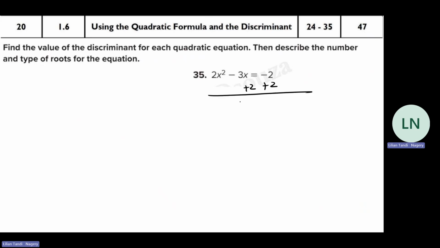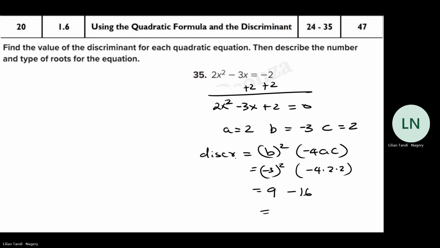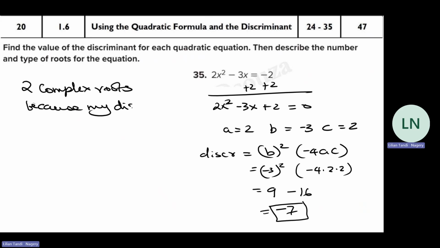Add 2 on both sides. 2x squared minus 3x plus 2 equals 0. A is 2, B is negative 3, C is 2. Discriminant B squared minus 4AC, negative 3 squared equals 9. Negative 4 times 2 times 2 is minus 16. 9 minus 16, that should be negative 7. Box your answer. 2 complex roots because my discriminant is less than 0.